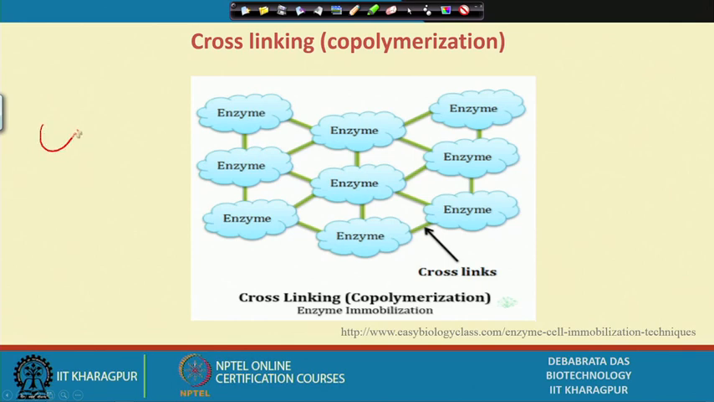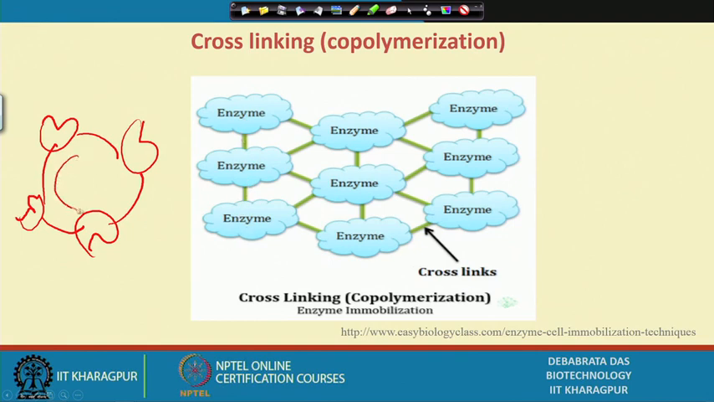Suppose this is the enzyme, and this is another enzyme, and another, like this. They cross-link with each other. So, we use some kind of cross-linking agent which holds the enzymes together. This enzyme holds this enzyme, and this enzyme holds that enzyme, and so this is called cross-linking.